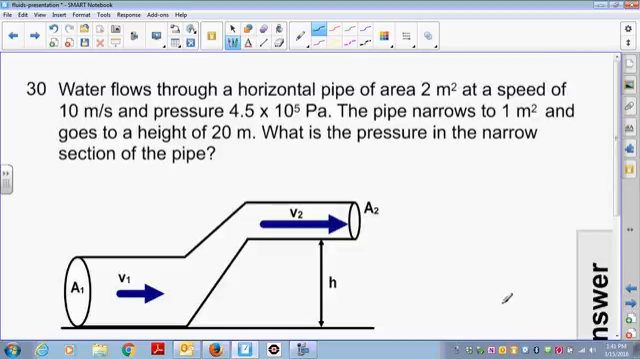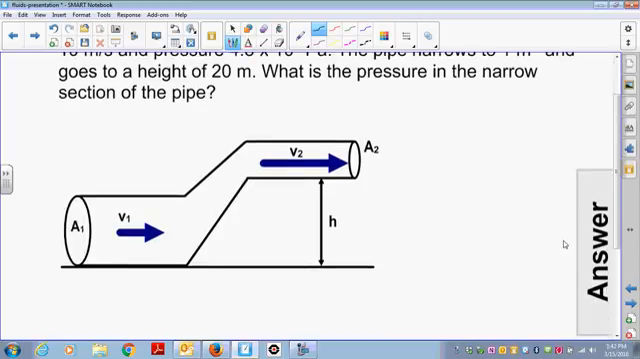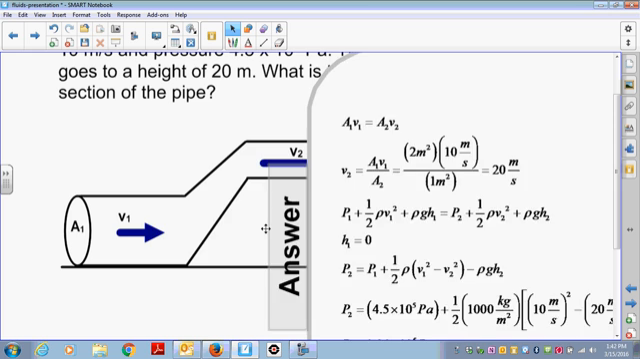Water flows through a horizontal pipe of area 2 meters squared at a speed of 10 meters per second and a pressure of 4.5 times 10 to the 5 pascals. The pipe narrows to 1 meter squared and goes to a height of 20 meters. What is the pressure in the narrow section of the tube? Go ahead and pause the video now. Okay, so let's take a look at the solution.